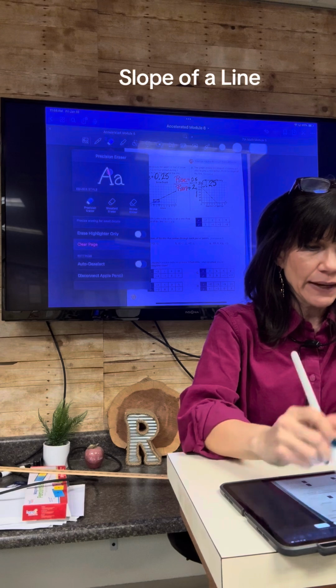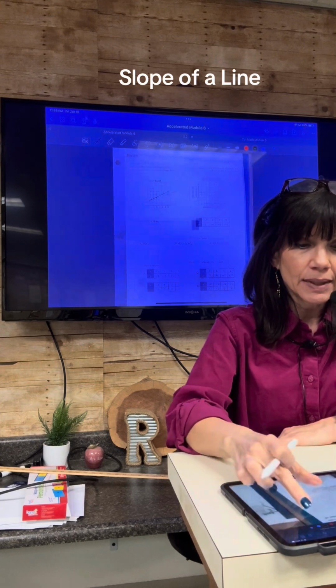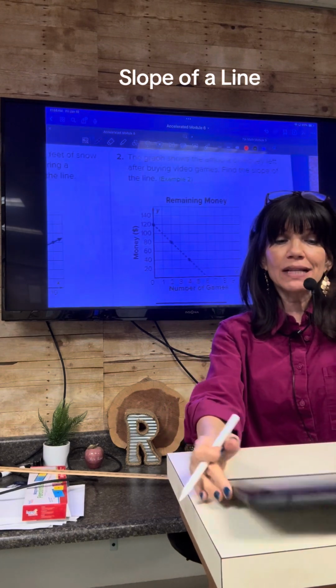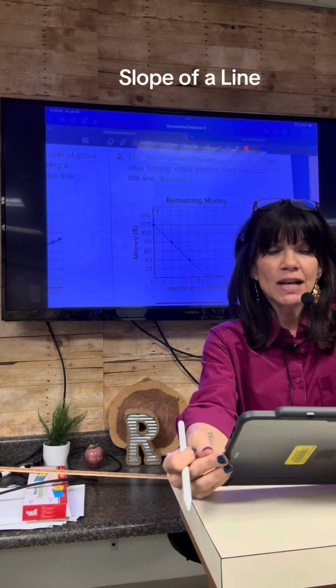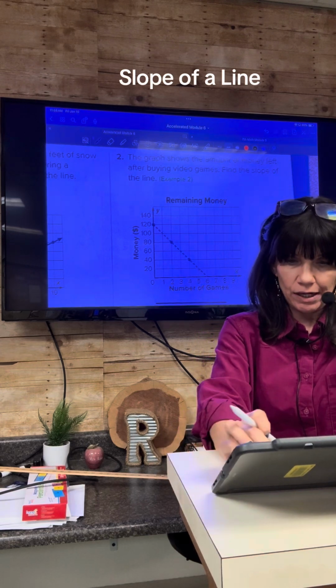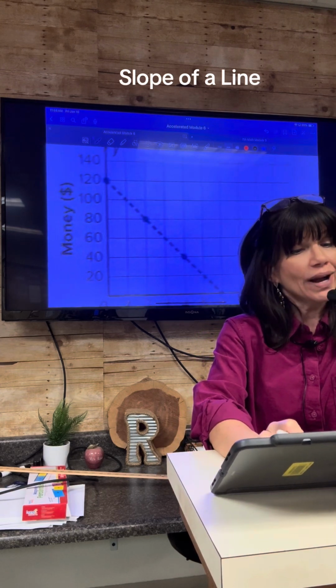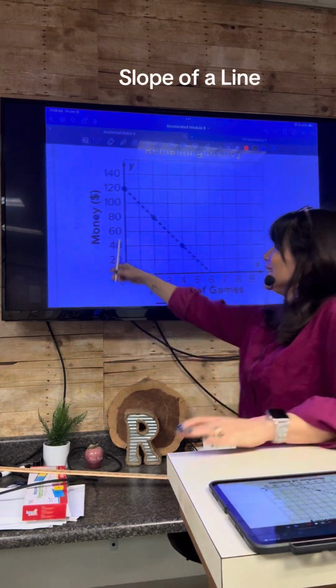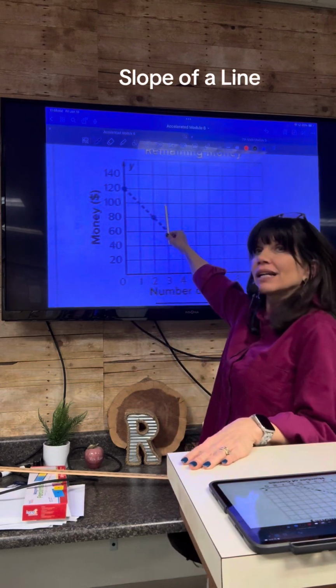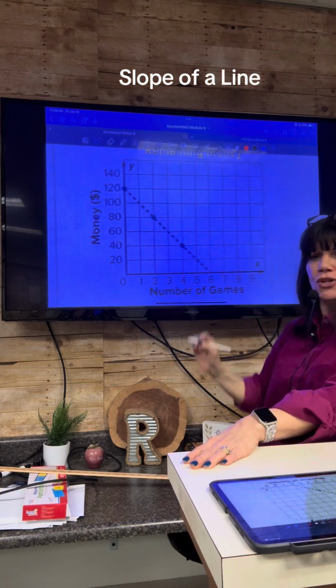Let me erase what I had there and go to number 2. This time the graph shows the amount of money left after buying video games. Find the slope of the line. All right, guys, here we go. Oh, I have a question first. Is this a positive slope or a negative slope? Negative. You guys are so quick.